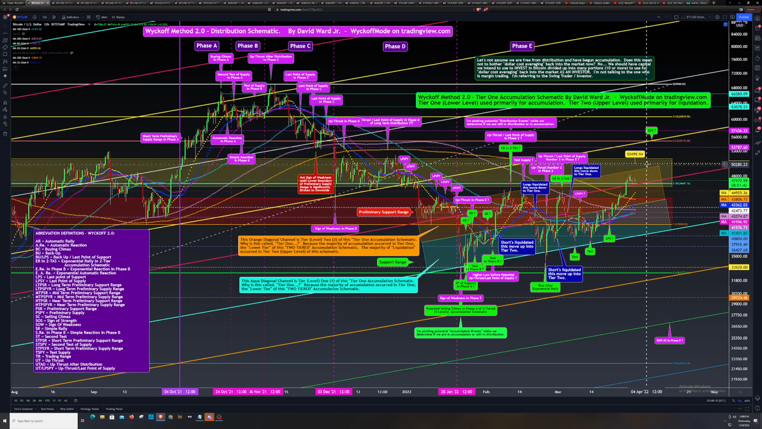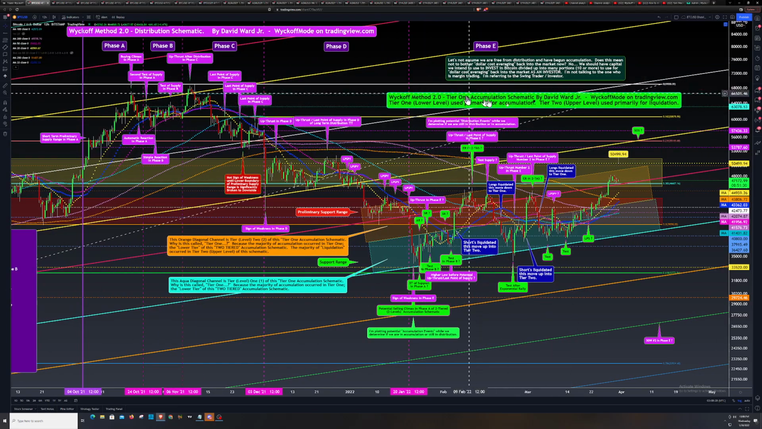Will we keep coming on up towards the upper boundary of this trading range, right here? That's what we're about to look into on what could be a tier 1 accumulation schematic. Seeing how I'm saying a tier 1 accumulation schematic, that implies there are at least 2 tiers or 2 levels. These are diagonal tiers or diagonal levels. Tier 1 is the lower level, Tier 2 is the upper level.